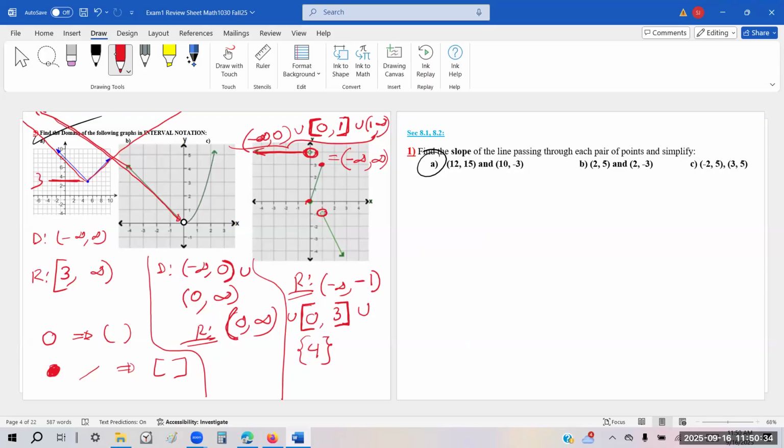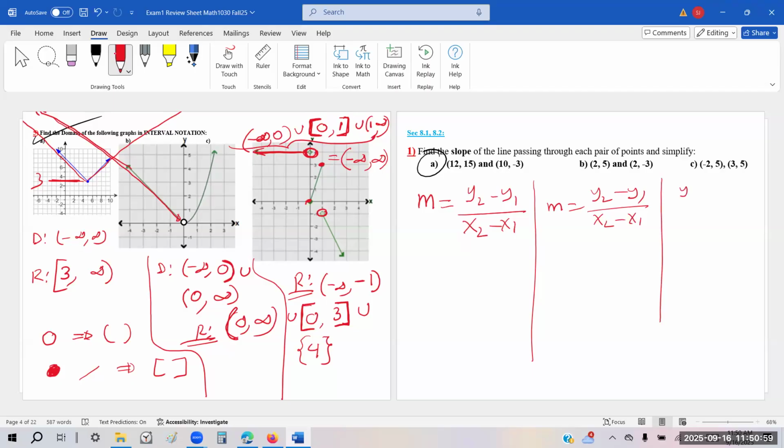Okay, the next one. Find the slope that goes through 2 points. That means you have to remember your slope formula. What's the slope formula? y2 minus y1 over x2 minus x1. So let me write it 3 times because I'm going to do all 3 examples. y2 minus y1, x2 minus x1. Slope, y2 minus y1, x2 minus x1. Can you see the numbers? Is it clear?